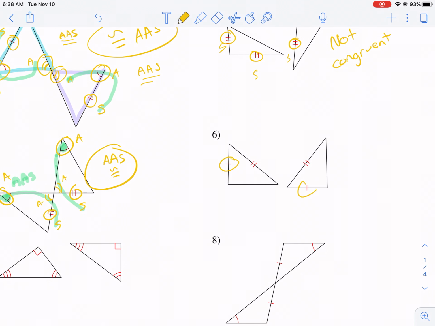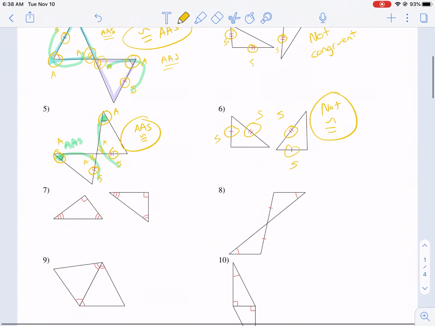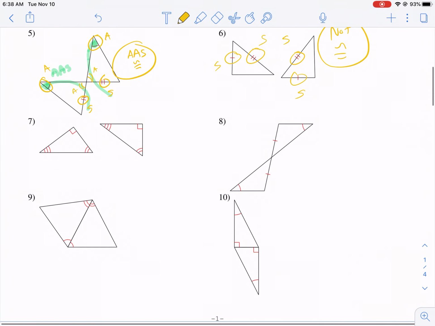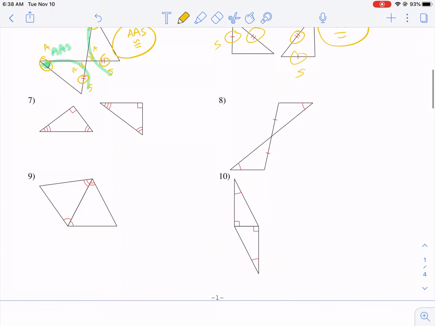Here we have a side, matches with this side. Here we have another side, matches with this side. But guess what? Nothing else given, and they're not touching. So this one is not congruent. All right, moving on to the next one. Let's just try to get through all of these before I show you how to do the last one.